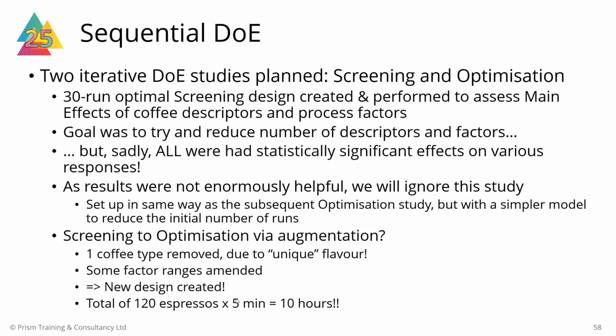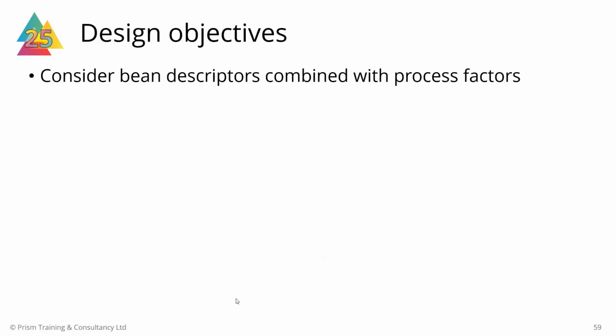So across the two studies, I'm basically making and tasting 120 espressos, and it takes about 5 minutes to make each one. So that is a total time of 10 hours I've spent just solidly standing in front of my coffee machine, making and drinking coffee. So quite a lot of time's gone into this.